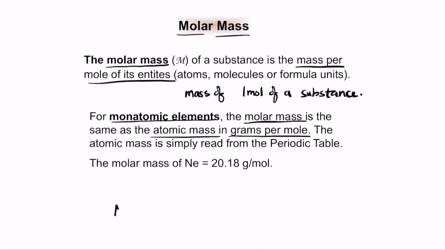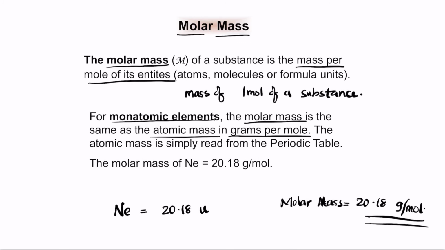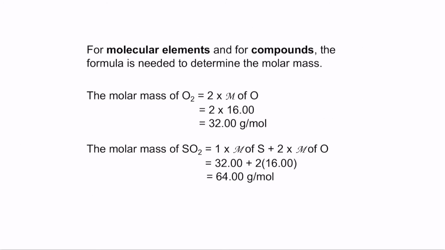For example, if you take neon, neon has an atomic mass of 20.18 u. The molar mass of neon is exactly the same number, but in place of u we write gram per mole. So the atomic mass and the molar mass have the same value, and the unit is what differs. It can be simply read directly from the periodic table as well.